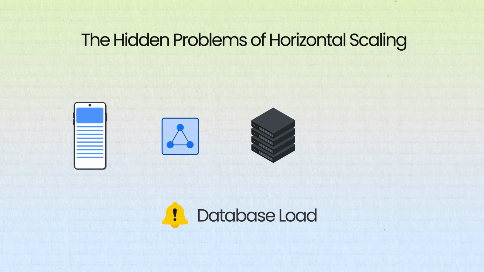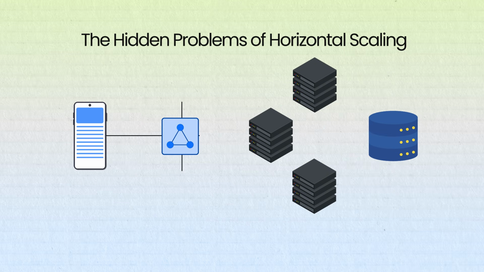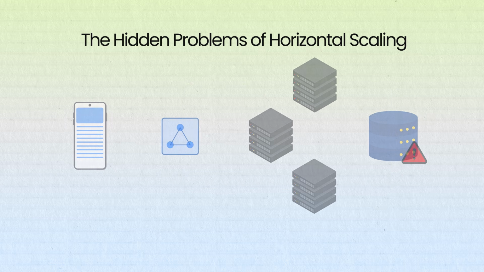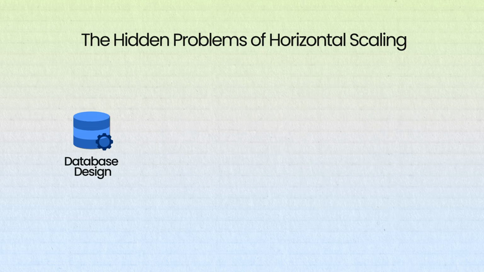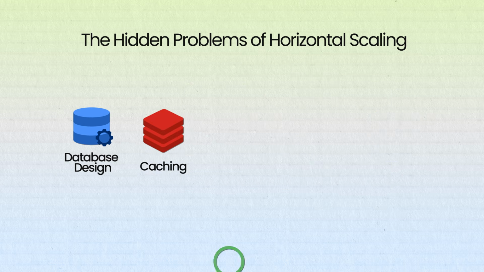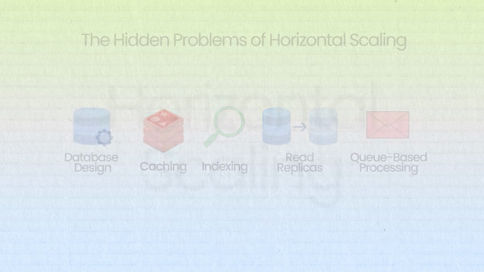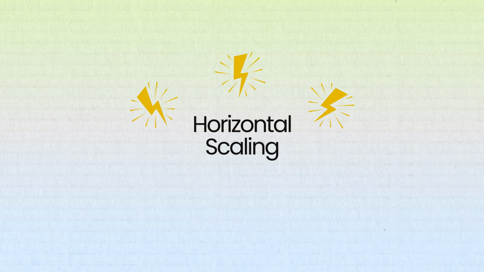Another problem is database load. Even if you add more Spring Boot servers, they may all hit the same database. So the bottleneck moves from the backend app to the database. That means horizontal scaling often require better database design, caching, indexing, read replicas, or queue-based processing. So horizontal scaling is powerful, but it forces you to think like a system architect.